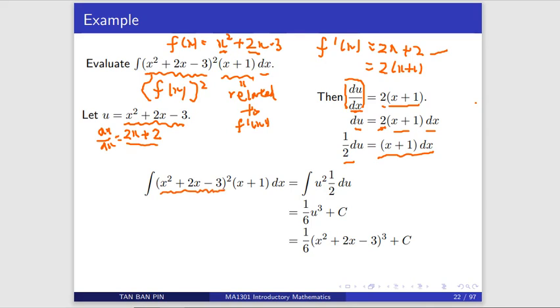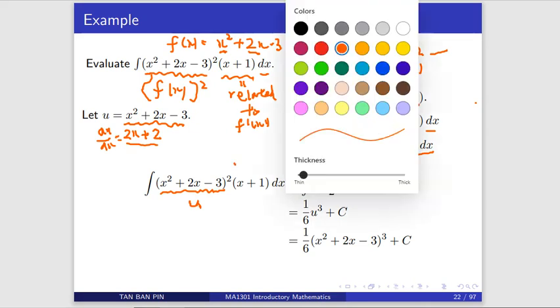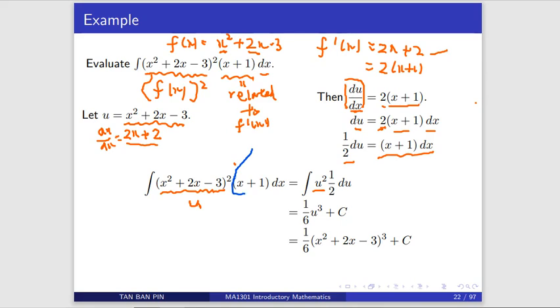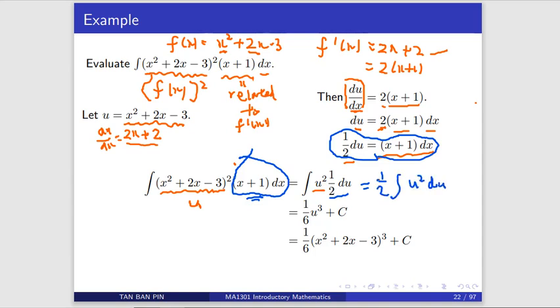So with that you can do all the substitution. X squared plus 2x minus 3, you let it be u, so it's u squared. And this whole part, x plus 1 dx, can be replaced by half du. So it means you are integrating half u squared du. Integrating u squared gives you u cubed over 3. U cubed over 3 times a half gives you 1 over 6 u cubed plus c.